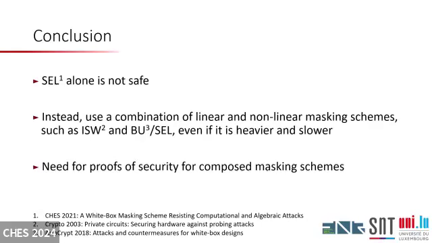But the problem with combining masking schemes is that, okay, ASW, let's say, is resisting linear attacks, and BU or cell is resisting algebraic attacks. But the combination of the two has no proof that it will resist both. So this raises the need for proofs of combining masking schemes. And also, as always, a new attack raises the need for new masking schemes in this setting that will be less heavy and slow, and that will also resist algebraic attacks and correlation attacks.